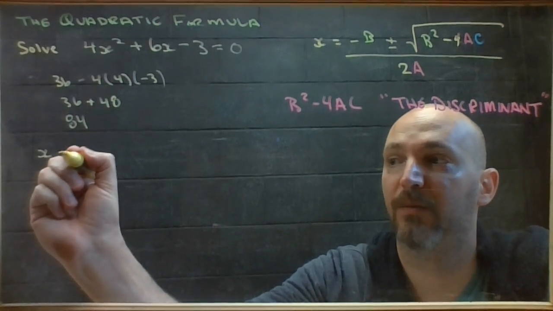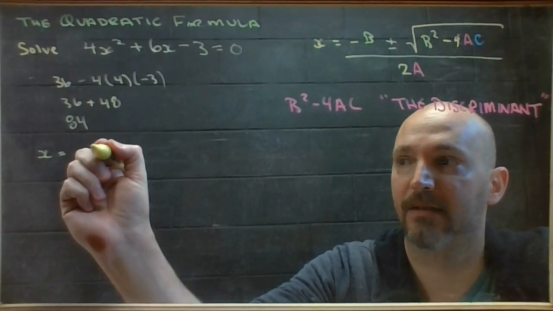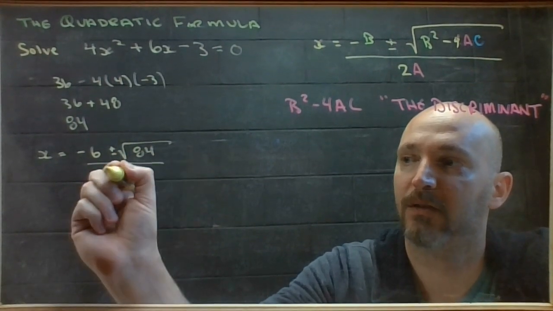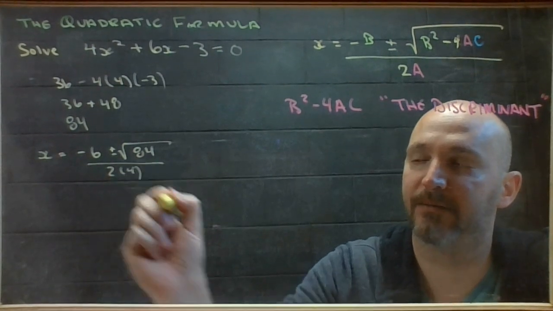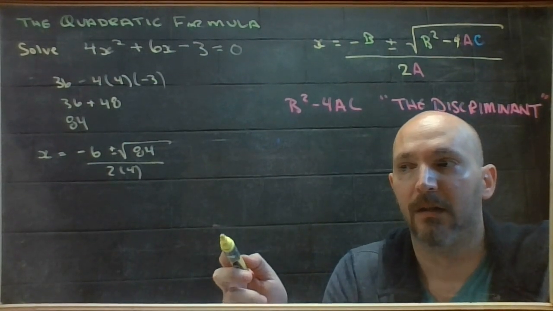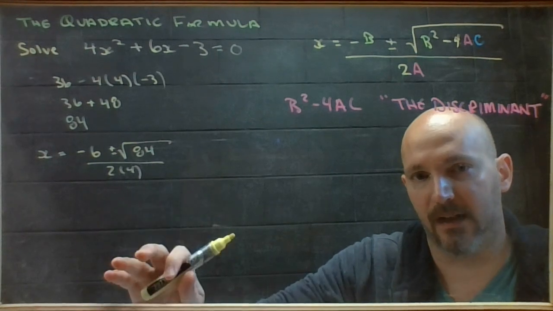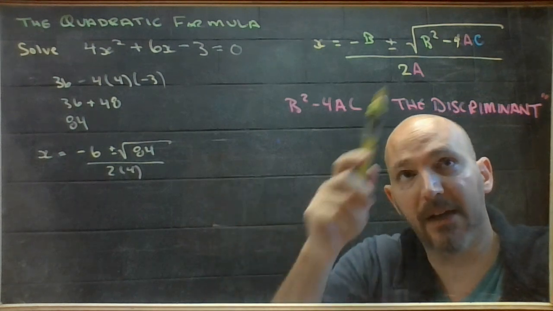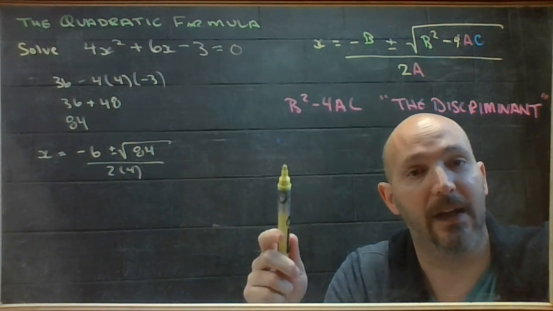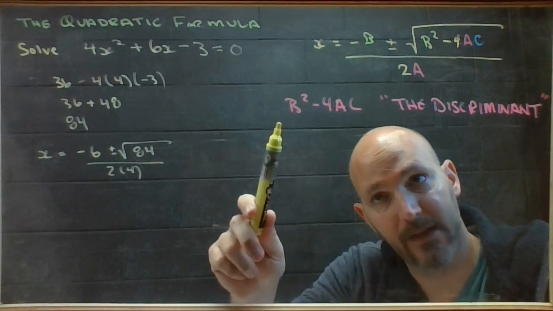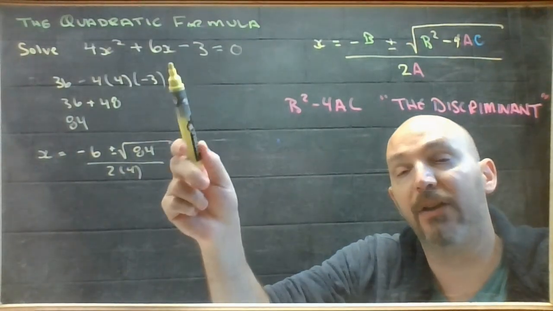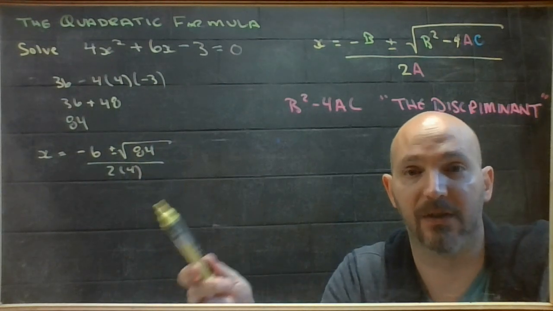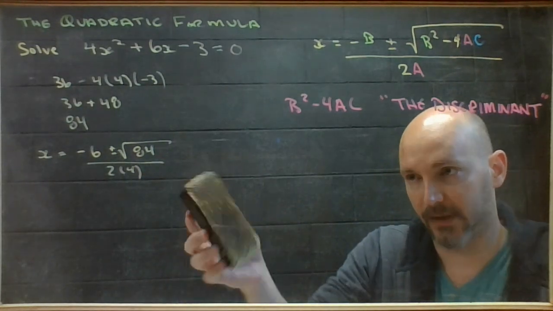So x will be minus 6 plus or minus the square root of 84 over 2 times my a value. Now I'm not going to finish this because I think you've got that part. You can use your calculator to answer it. But by doing this b squared minus 4ac thing, by evaluating the discriminant first, I knew that this was going to have an answer, so I should be encouraged to continue. I'm going to erase this, try a different one.